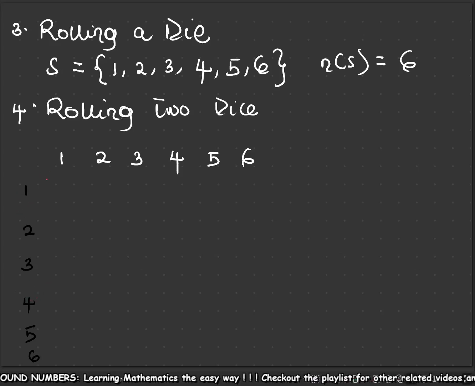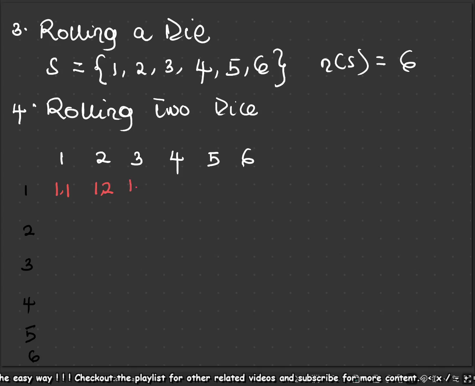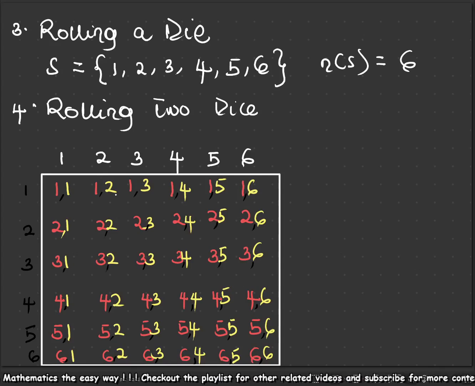What do I mean by that? You start with 1 and 1. So 1, 1, then you have 1, 2, then 1, 3. You are going to do that for all. So following it through, this is the table you are going to get. How did I get it? You are just pairing the columns with the rows, so 1, 1, there's 1, 2, and all that. Now the set of all of this is going to be our sample space. All of this here combined is our sample space.